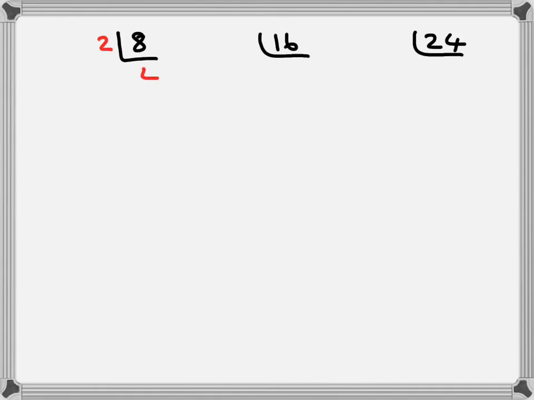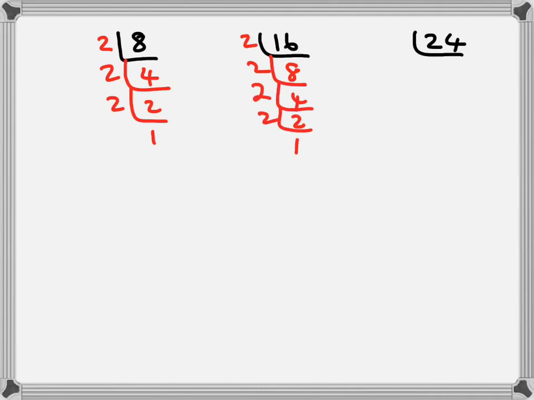That's going to go 4 times. 2 into 4 twice. 2 into itself once. Now 16, 2 goes in there 8 times. 2 goes in there 4 times. 2 goes in there 2 times. And 2 goes in there once.